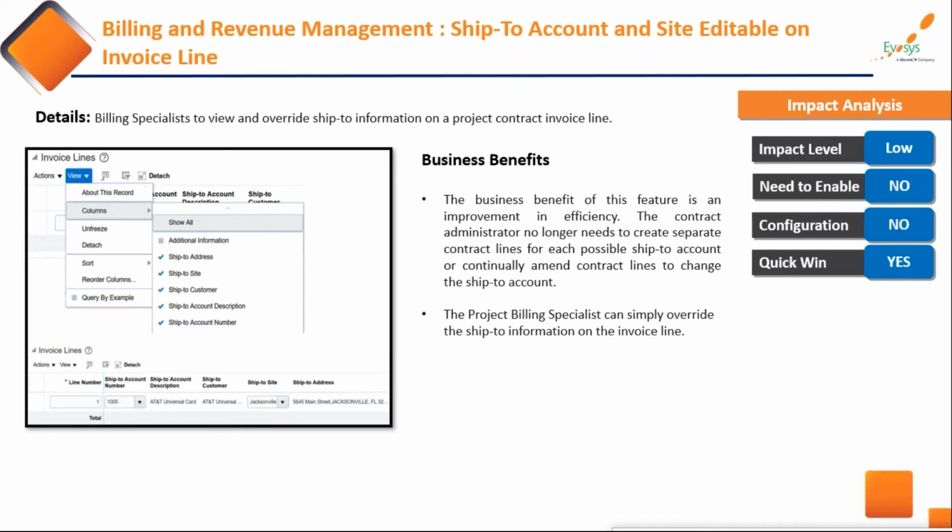So by default, let's take an example, the company is giving services to different locations of the customer, so they needed to create multiple lines, which increased their work too much. But now what they came up with in the new 22A is that as and when the draft invoice is created, you can override the ship to details at the line level, and then you can finalize that invoice. So again, it is going to drastically reduce the effort of the companies who are actively using ship to location in their contracts.